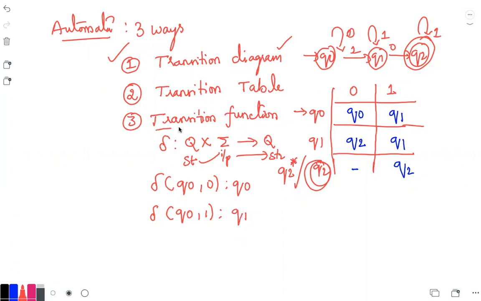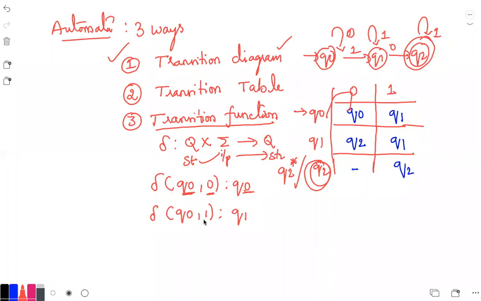So this is the third methodology of writing an automata, the transition function. You should write like this: delta, a function of delta. You have to take two parameters inside the function, a state and an input. The result should be a state. So Q cross sigma is Q. This is how the mapping should be. From Q0, if I take the input 0, I will reach Q0. So this is how you should write.